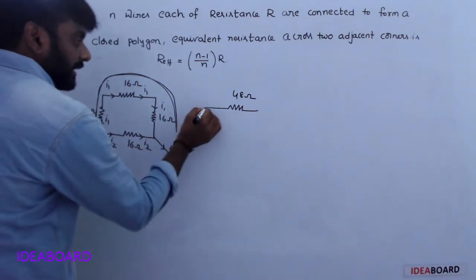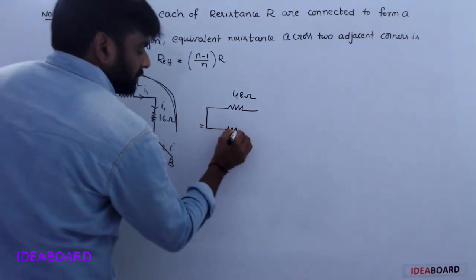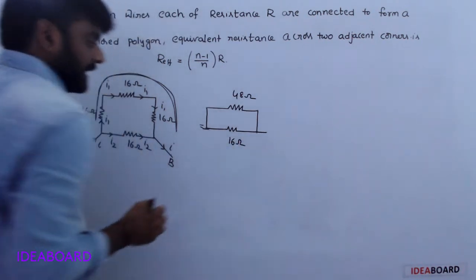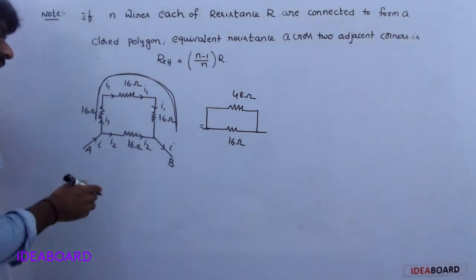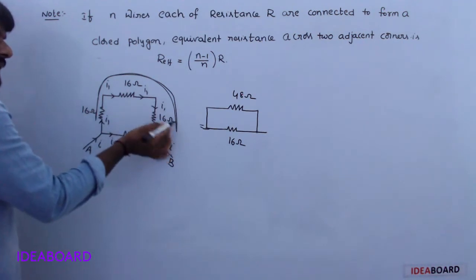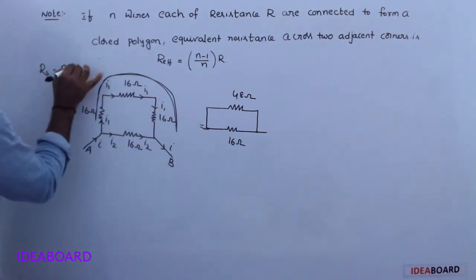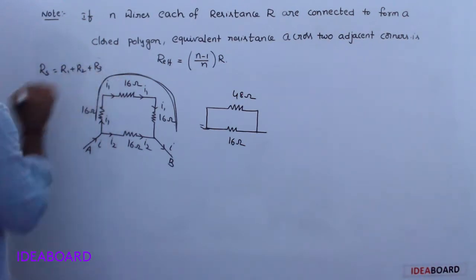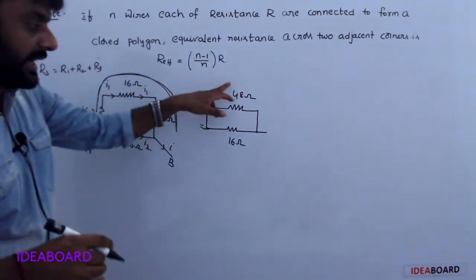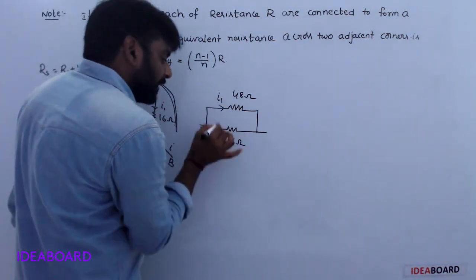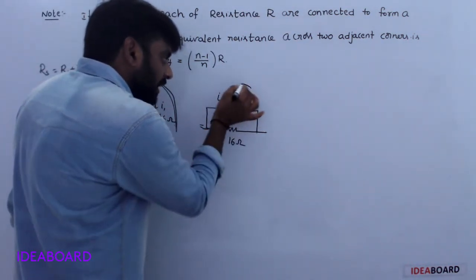Now this one is 16 ohms. Understood or not? Once again, these three are in series, meaning directly adding, R1 plus R2 plus R3. So 48 and 16. Here the current is I1 and here the current is I2.